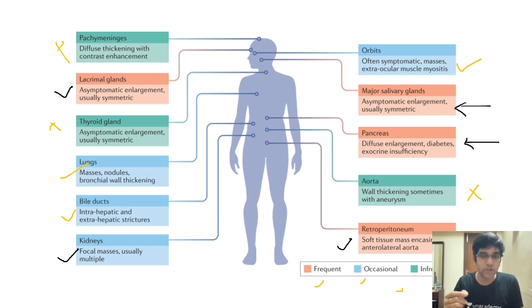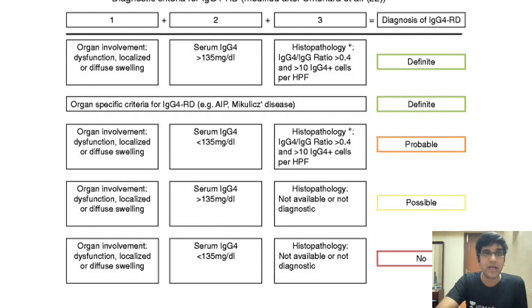So make sure whenever you see fibrosis, lymphoplasmacytic infiltrate, think along this line. And the diagnosis goes like this. I'm going to have three inputs. One, clinically, organ involvement. It should be dysfunction, and a swelling is a must. Either it could be localized or diffuse swelling, but swelling is a must. And a biochemical evidence of serum IgG4 level greater than 135 is diagnostic.